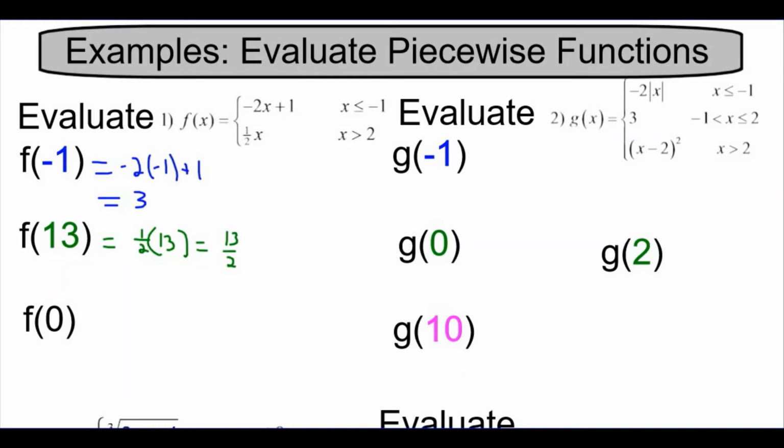So what happens with 0? When I do 0, I want to show you what happens. It's actually not valid in either statement. So is 0 a smaller number than -1? Nope. Is 0 a greater number than 2? Nope. So this problem does not exist. It has no output value. It does not exist.